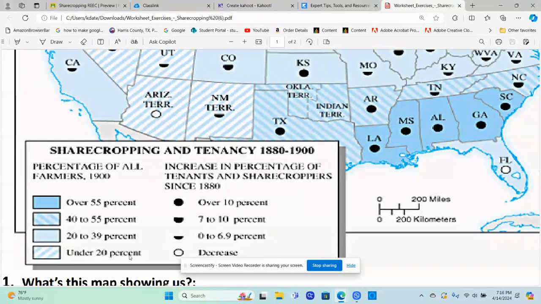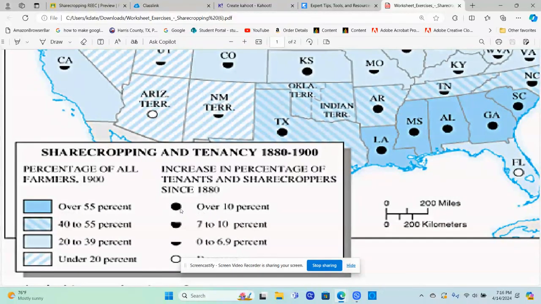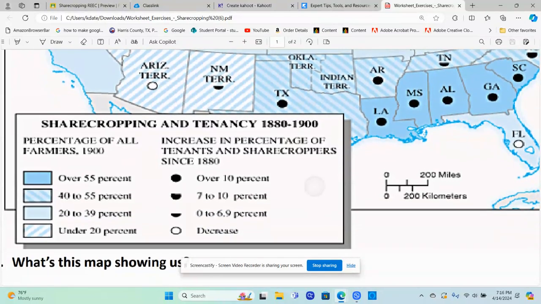Now this part is the increase in percentage of tenants and sharecroppers since 1880. The dark circle is over 10%. The three-quarter circle is 7 to 10%. The one-fourth is 0 to 6.9%. And then the zero, or the clear, is a decrease.